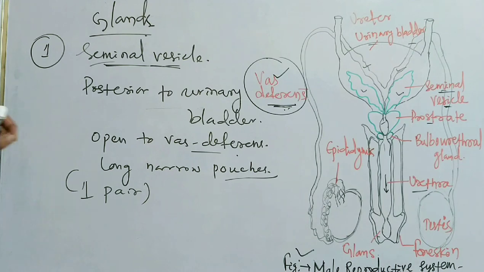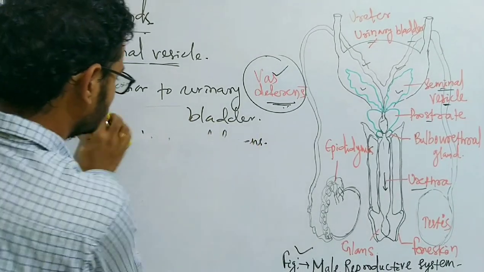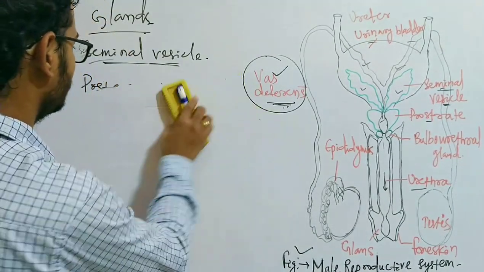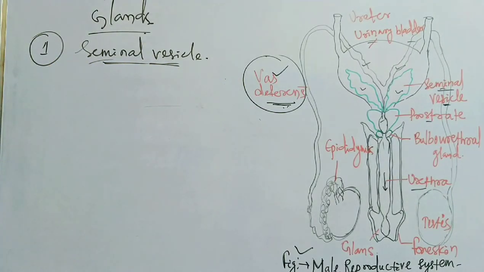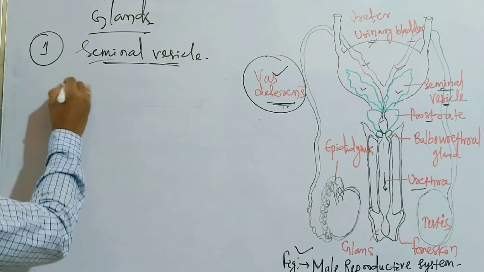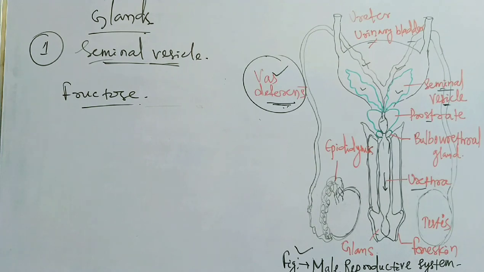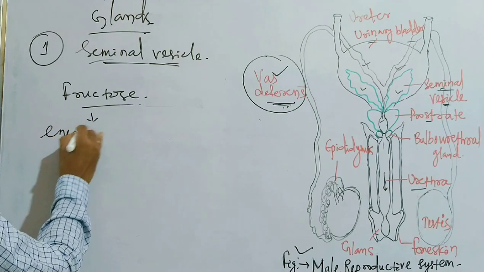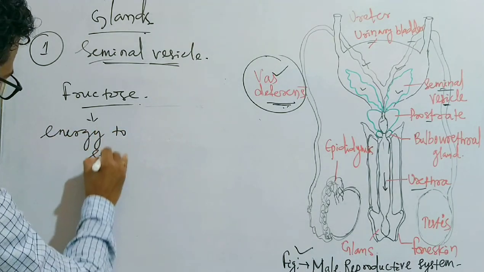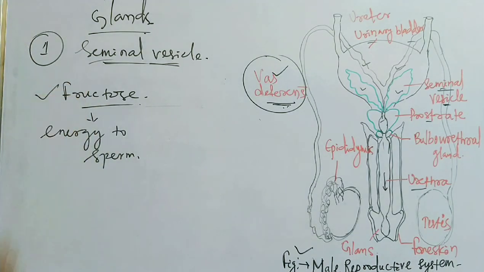The fluid from the seminal vesicle is viscous and contains different essential things. So let's discuss the important things present in the fluid secreted by the seminal vesicle. It contains fructose, which is very important. It provides energy to the sperm. So fructose is one important constituent.